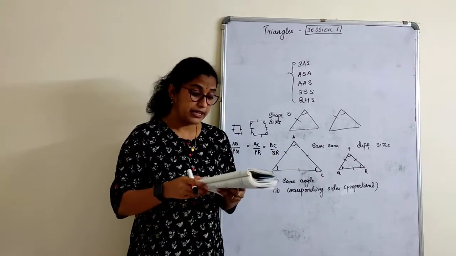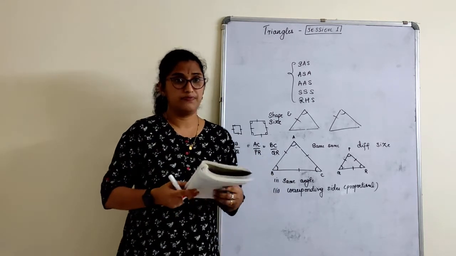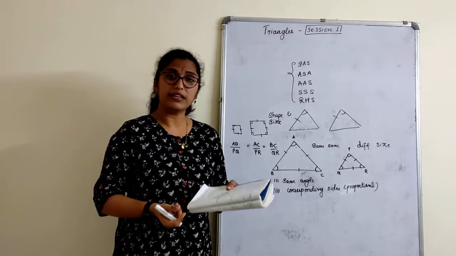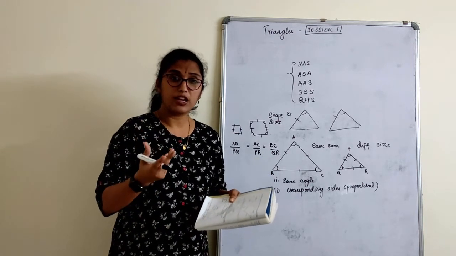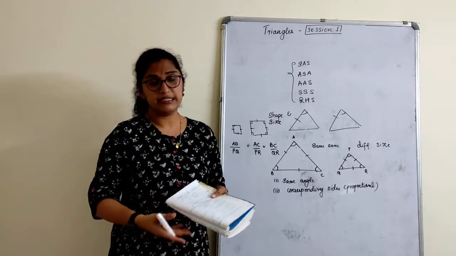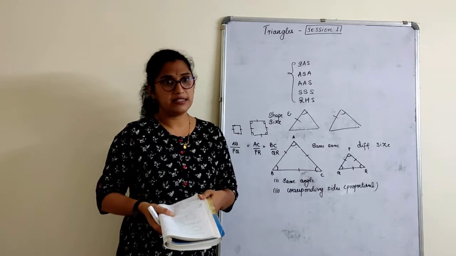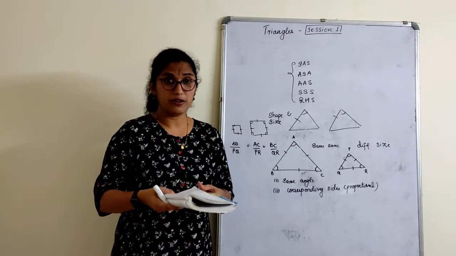Next one, give two different examples of pair of similar figures. You can make a note there, children. Can you give me an example of a pair of similar figures? A pair of equilateral triangles, can I tell? Yes, they are similar. A pair of squares, can I tell? Yes, they are similar. Fine. Pair of circles you can write.